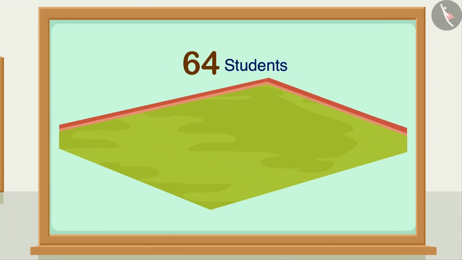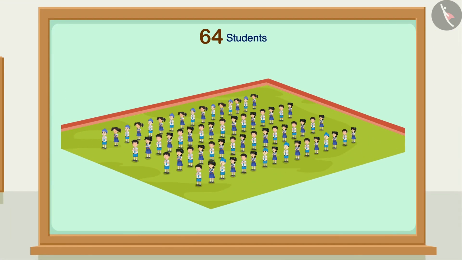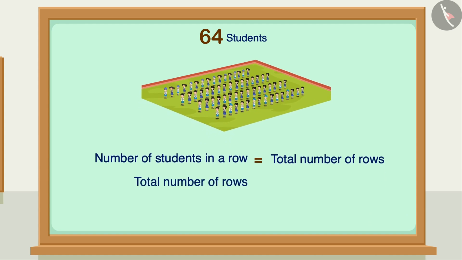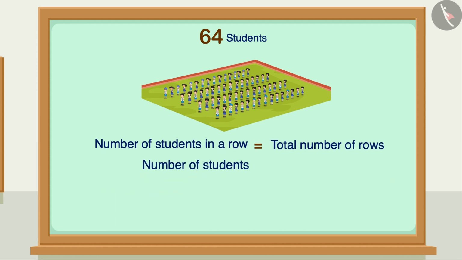These 64 students have been selected for a parade in the school. In the parade, they have to walk in rows so that each row has as many students as the total number of rows. That is, if the total number of rows is n, then the number of students in each row should be n. Here the total number of students is 64.